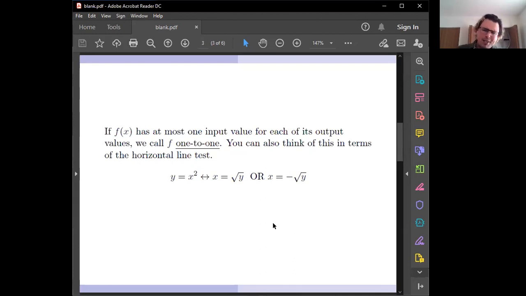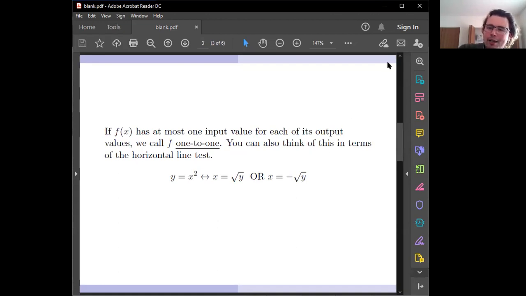So what's the difference between these things? The invertible functions have exactly one input value for every single one of their output values. So the technical language for a function like this is that the function is called one-to-one.